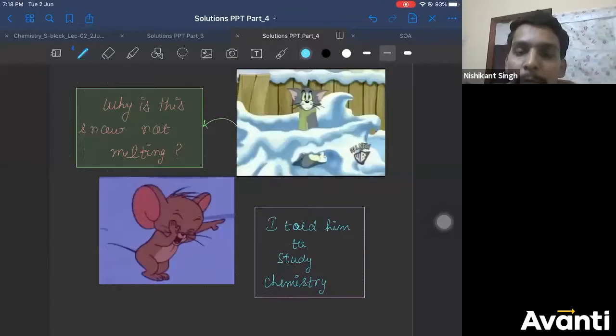Yeah, so let's move ahead. What we are going to do today is, I think last class we studied relative lowering of vapor pressure, correct? And we had solved one numerical on it. So what I'm going to do is take one more problem on relative lowering of vapor pressure. Post that, I'll take two more colligative properties today.